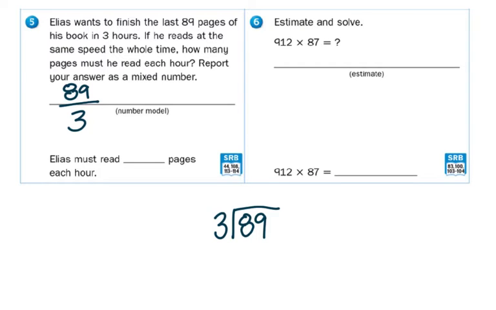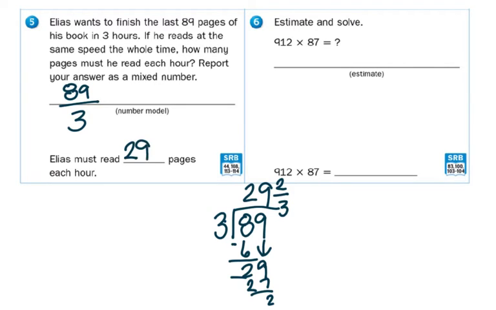3 goes into 8 twice. 3 times 2 is 6. Subtract. Bring down your 9. How many 3s are there in 29? There's 9. 3 times 9 is 27. And now I can say he must read 29 2/3 pages each hour.